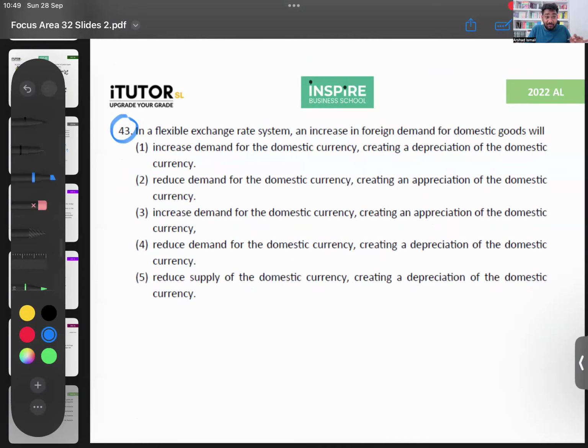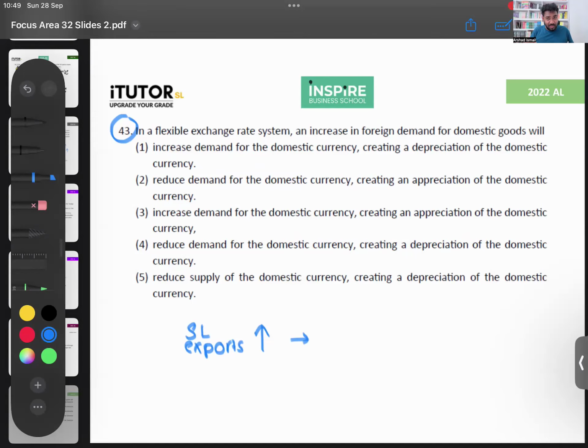Increase in foreign demand for domestic goods. So now let's say the US has a very high demand for Sri Lankan goods. That means Sri Lankan exports, will they increase or decrease? If there is a big demand for domestic goods, Sri Lankan exports will increase. Sri Lankan exports are increasing here.